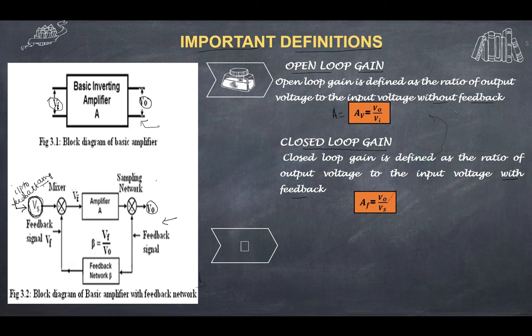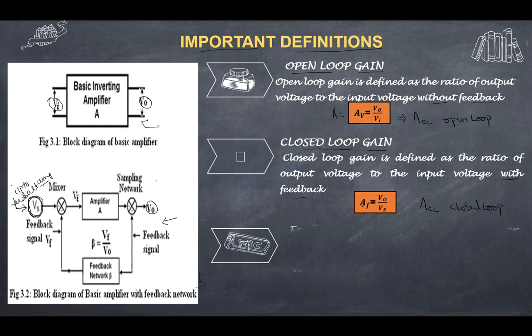Even I can mention this as AOL. O stands for open, L stands for loop. Similarly, this can be written as ACL. C stands for closed, L stands for loop. AF means gain with feedback. AV means gain without feedback. So these terminologies, if we understand, the definitions will become easier.